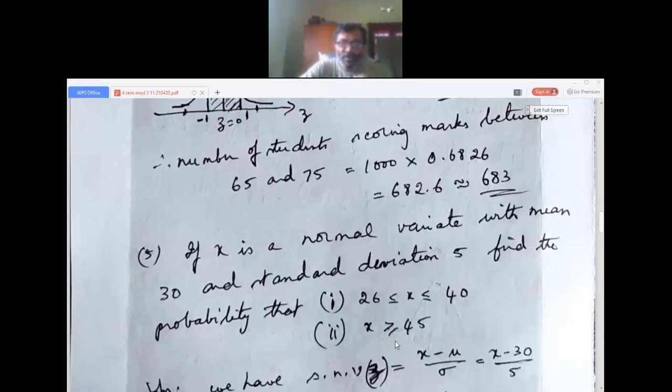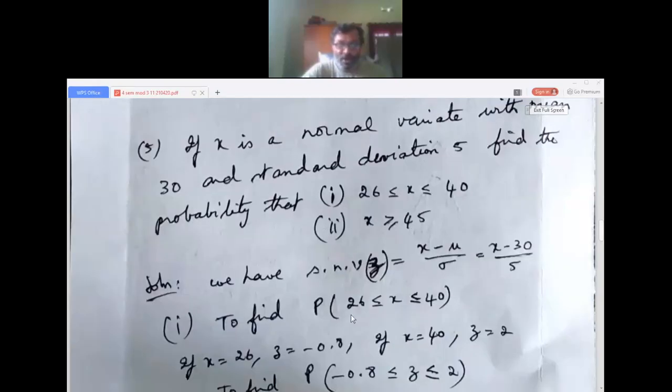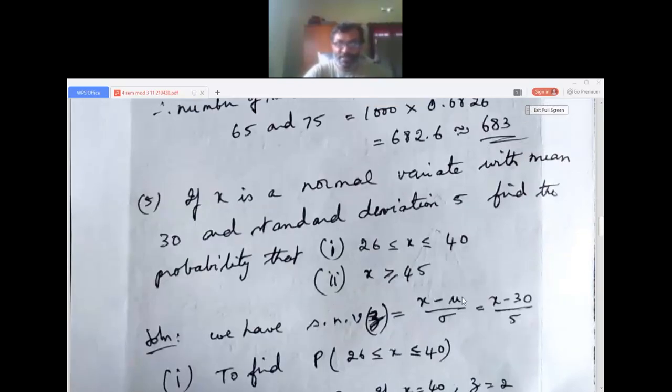So when we go to the solution of this problem, we have the standard normal variate z equals x minus mu by sigma, where mu is 30 and sigma is 5. To find the probability of x in between 26 and 40, P of 26 less than or equal to x less than or equal to 40: when x equals 26, 26 minus 30 is minus 4, minus 4 by 5, that is minus 0.8.